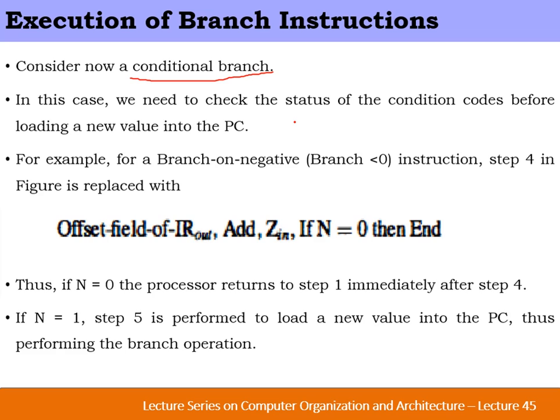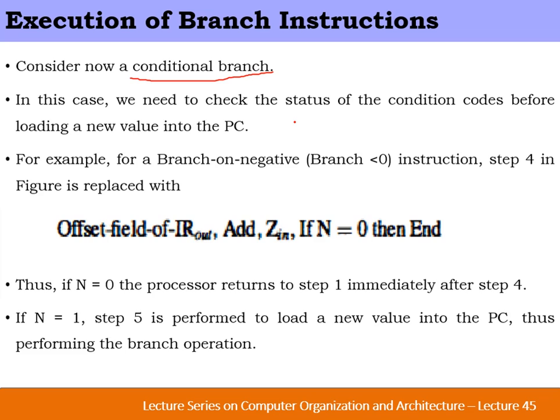That condition will be reflected in the condition code flags. So we need to check the condition code flags before loading a new value into the program counter. The second point says that in this case we need to check the status of the condition code before loading a new value into the program counter. Say, for example, we have a branch on negative. Whenever the instruction is branch less than 0, step number 4 in the figure is replaced with this value.